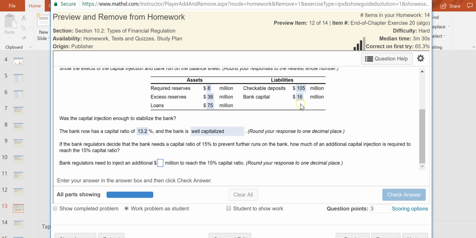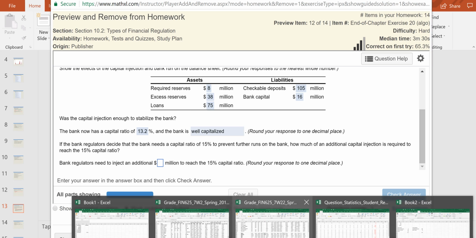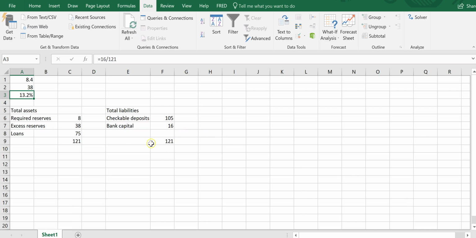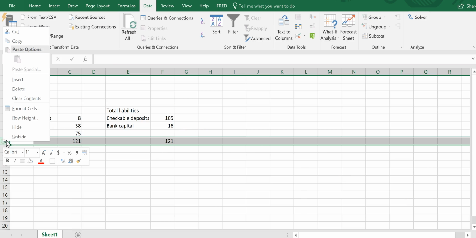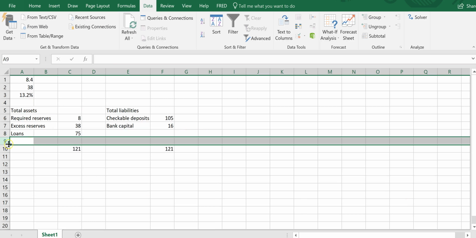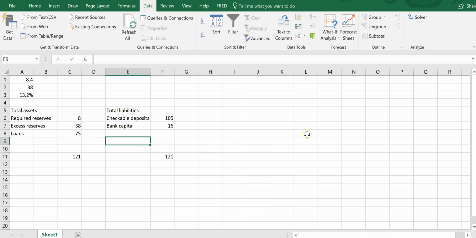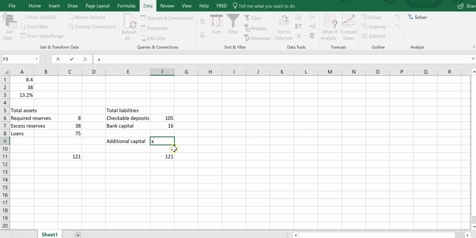And to solve this question, we can use one of two ways. First, we can use algebra. Go back to this question. Now let me add one more item here, additional capital. So this is unknown, right? It's x or y. Let me use y.